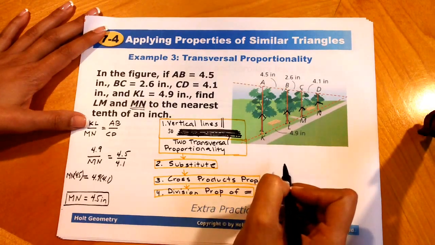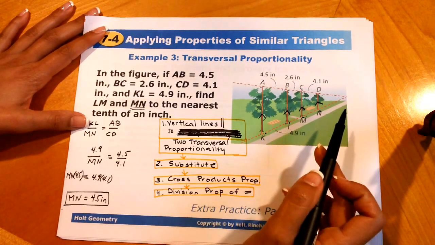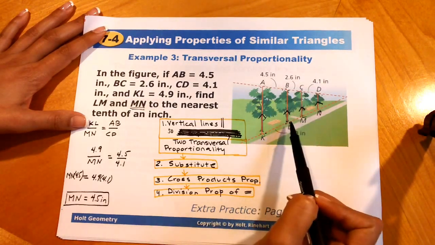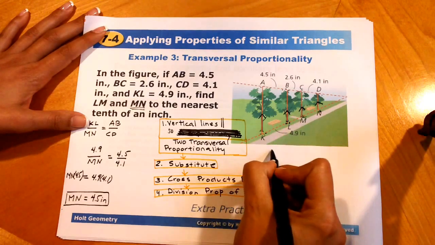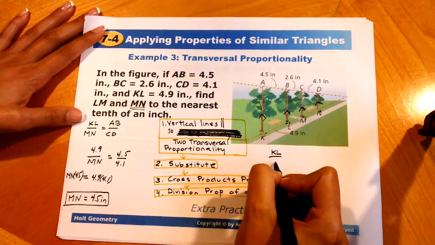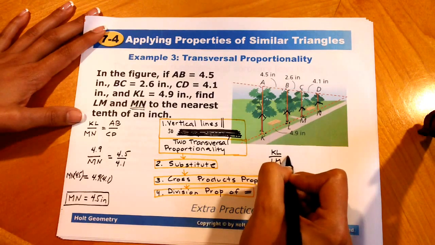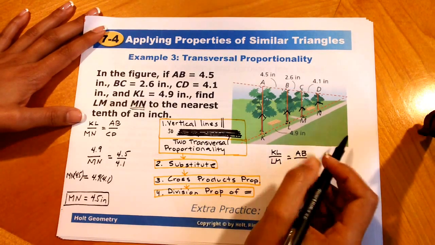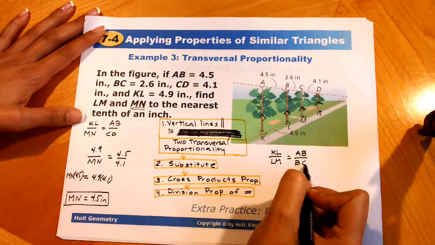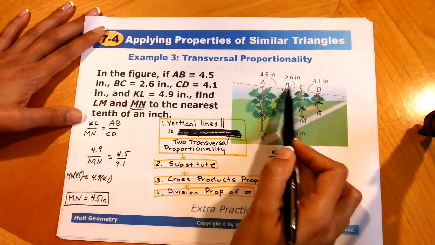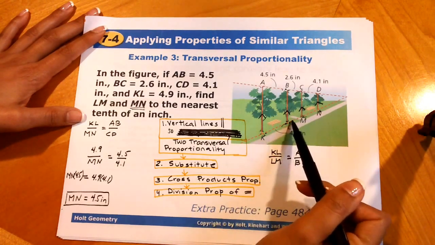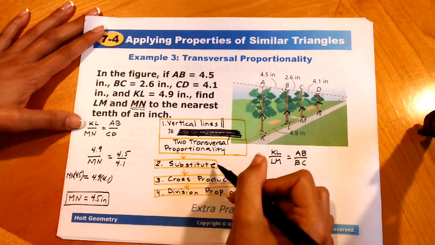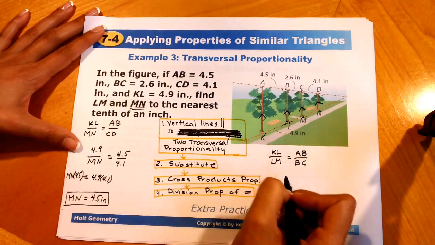Again, I'm going to start with KL and LM now, since that's the missing one that I'm still looking for. KL over LM is going to be equal to AB over BC. Again, segments that are directly across from each other. So same as the other one, I'm going to substitute my values in.